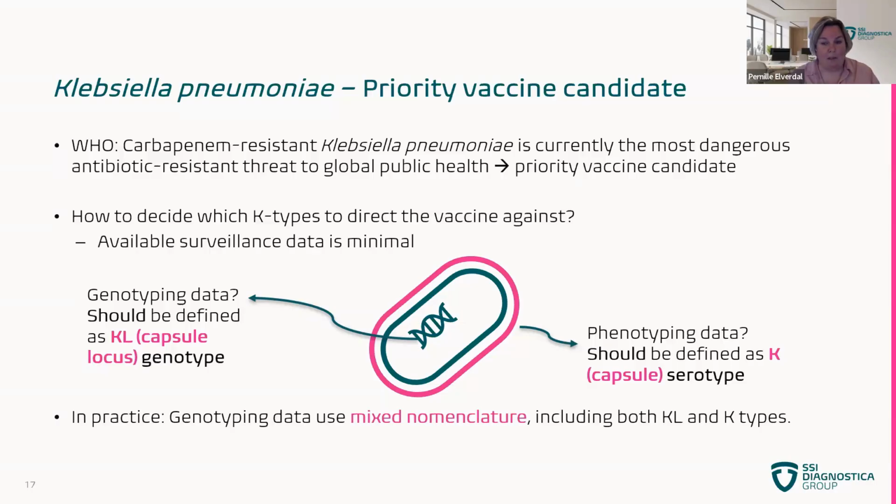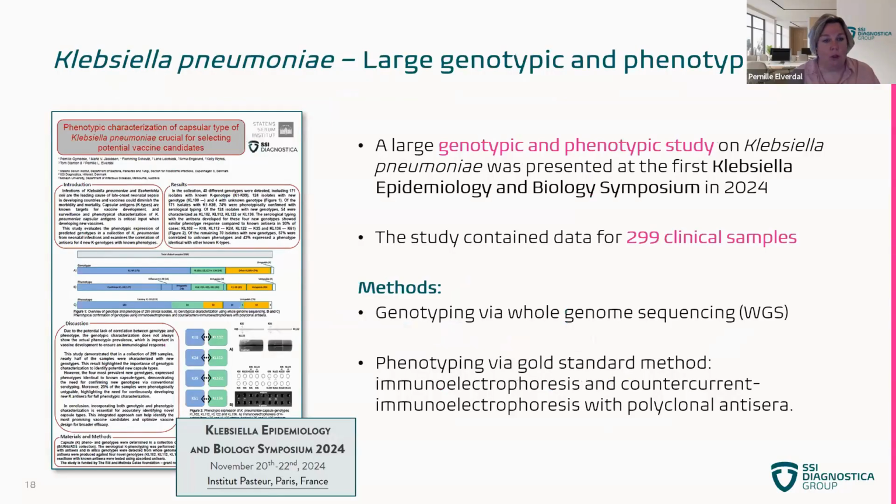But in practice, what happens? Because there's no commercially available monoclonal antisera on the market, genotypic data is using a mixed nomenclature, now including both the KL and the K types. And back in 2024, this actually led to a new symposium being held within the Klebsiella space.